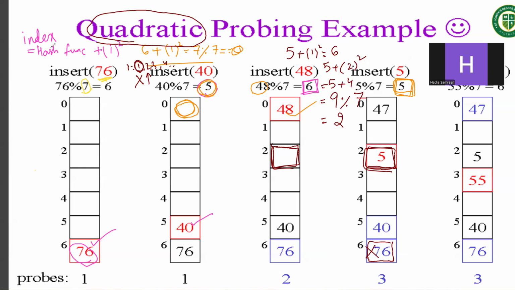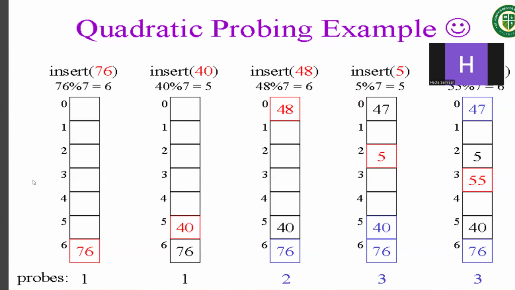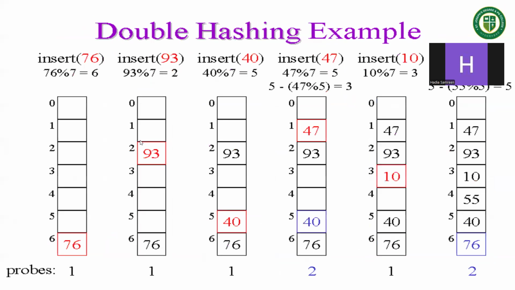The next technique is double hashing. So let's see what it is. In double hashing, we will be using two hash functions: hash function 1 plus hash function 2, modulus the capacity.